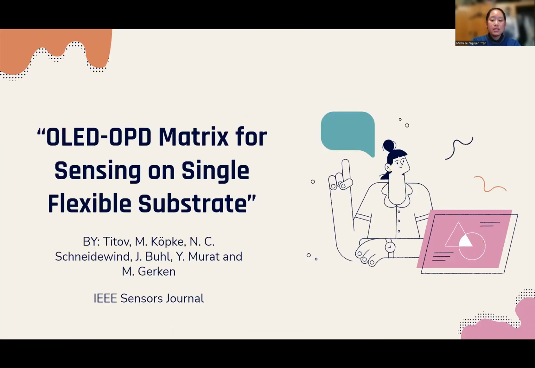Though Titov's and the team's study was based on the concept of a pulse oximeter, this is a big step in the right direction for the future of remote patient monitoring in the healthcare sector and the use of organic flexible bioelectronics in biomedicine.